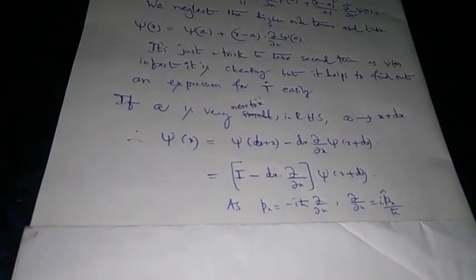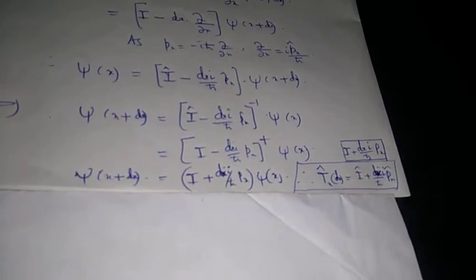But the expression for the momentum operator px was in terms of dou by dou x. So we can write dou by dou x equals i px divided by h cut. So our psi can be written in terms of the operator p like this. And if we multiply with the inverse of the operator in the square bracket on both sides, we get an expression for psi of x plus dx like this.